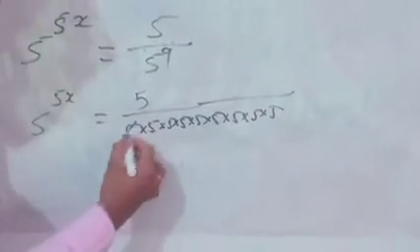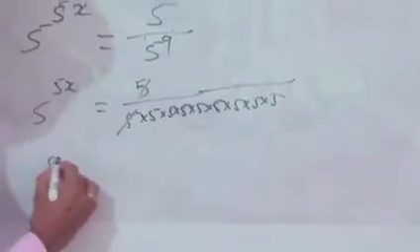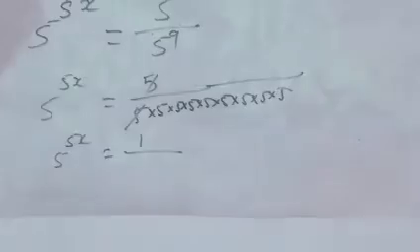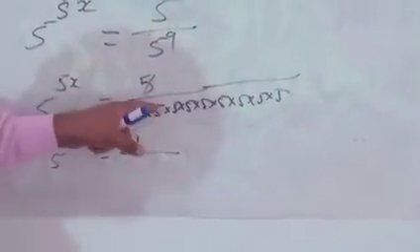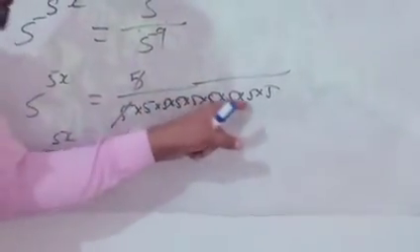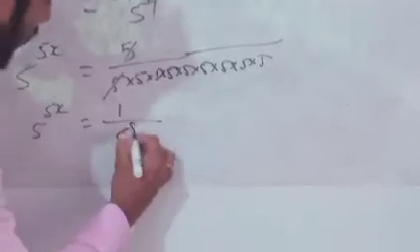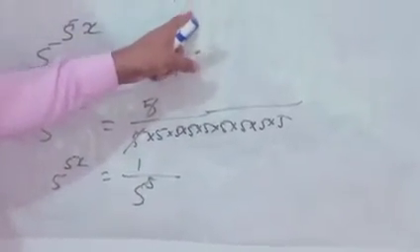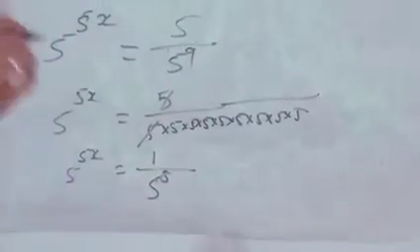Then we can cut these two 5s. Then it will become 5 raised to the power 5x is equal to 1 by how much? 1, 2, 3, 4, 5, 6, 7, 8. 5 raised to the power 8. We can use directly 5 as 5 raised to the power 1 and 5 raised to the power 9, then we can apply the formula a raised to m divided by a raised to n. I don't apply that equation directly, I am writing like that for understanding only. Understood?